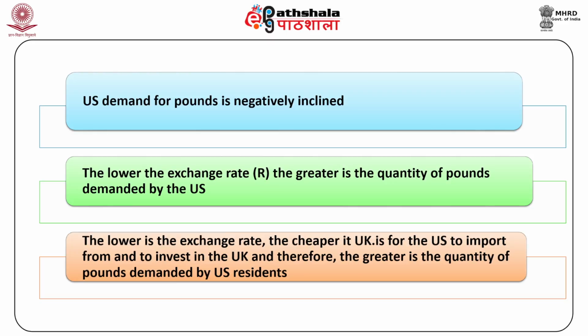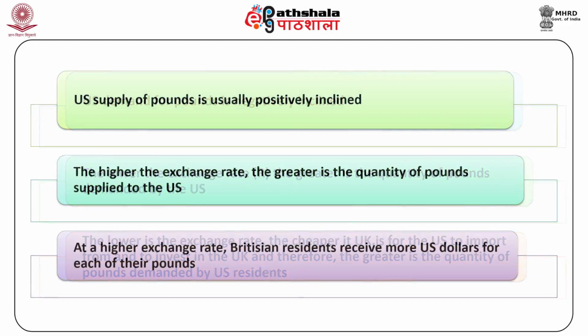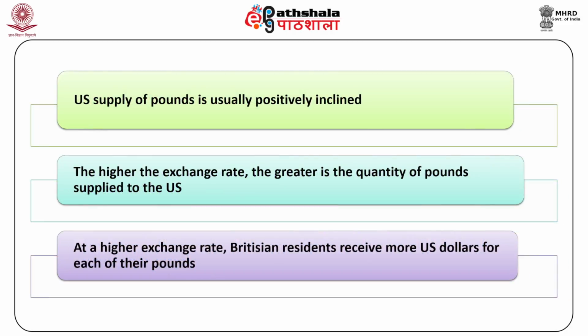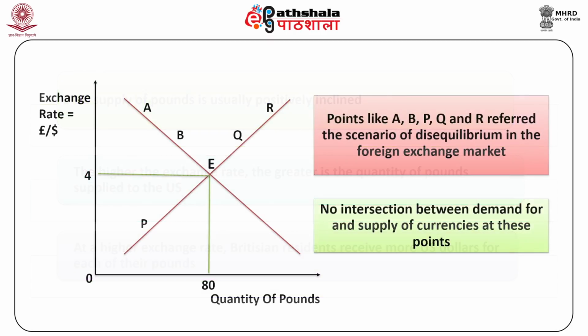The reason is that the lower is the exchange rate, the cheaper it is for the US to import from and to invest in the UK, and therefore the greater is the quantity of pounds demanded by the US residents. On the other hand, US supply of pound is usually positively inclined, indicating that the higher the exchange rate, the greater is the quantity of pounds supplied to the US. This is because at a higher exchange rate, British residents receive more US dollars for each of their pounds. Now with this effect, they, that is UK, find US goods or investments cheaper and attractive.